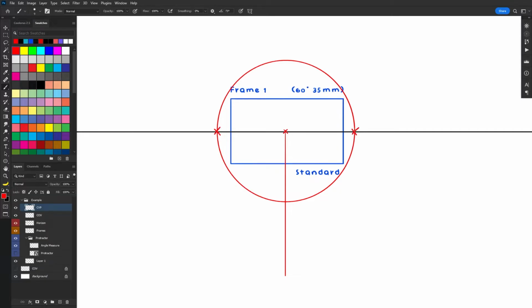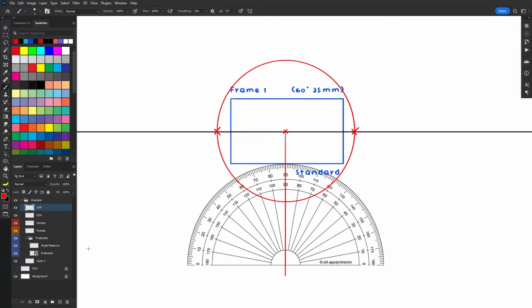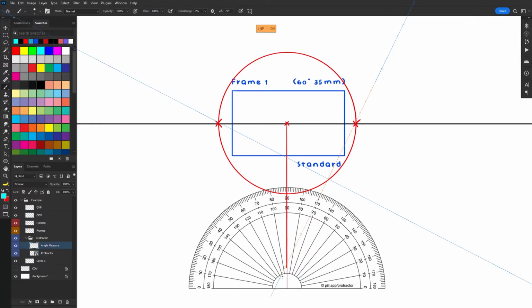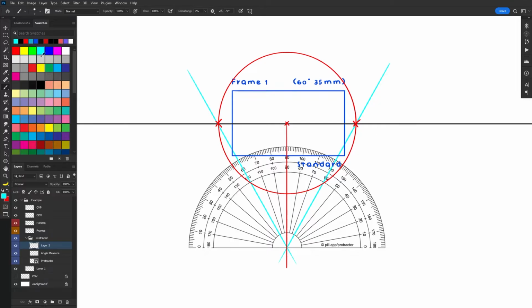Because I want my cone of vision to be 60 degrees, I'm now going to take a protractor and align it to the center vision point line. Now all I have to do is measure 60 degrees from where the cone of vision intersects the horizon and draw these two lines back to the center vision point. Remember, 10, 20, 30 degrees to the right, and then 10, 20, 30 degrees to the left, add up to 60 degrees.